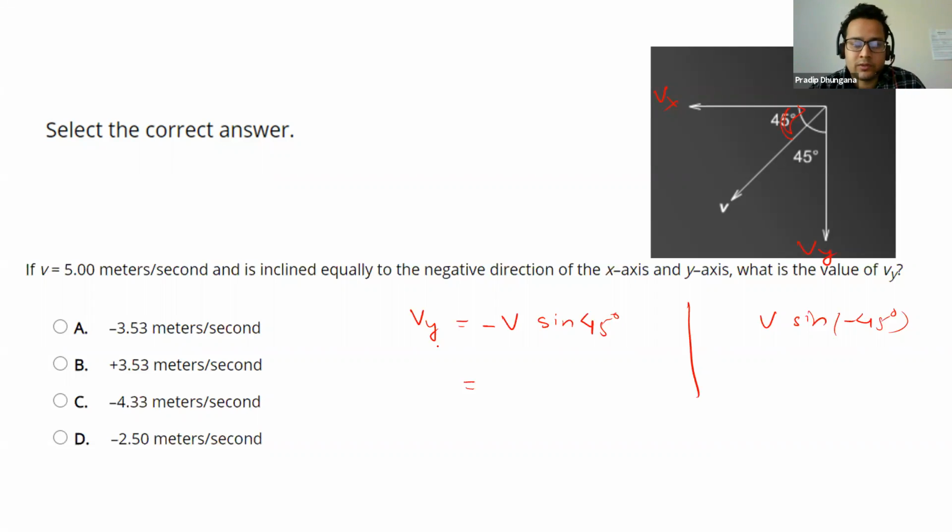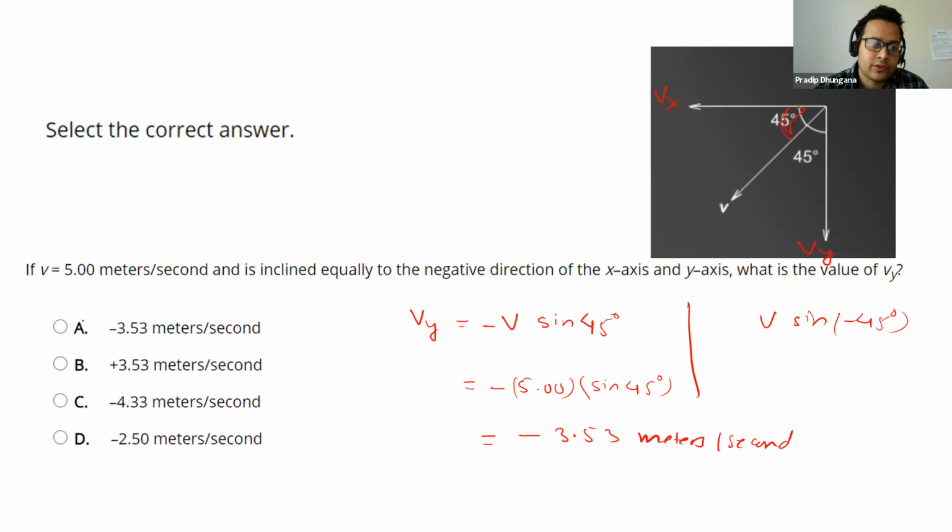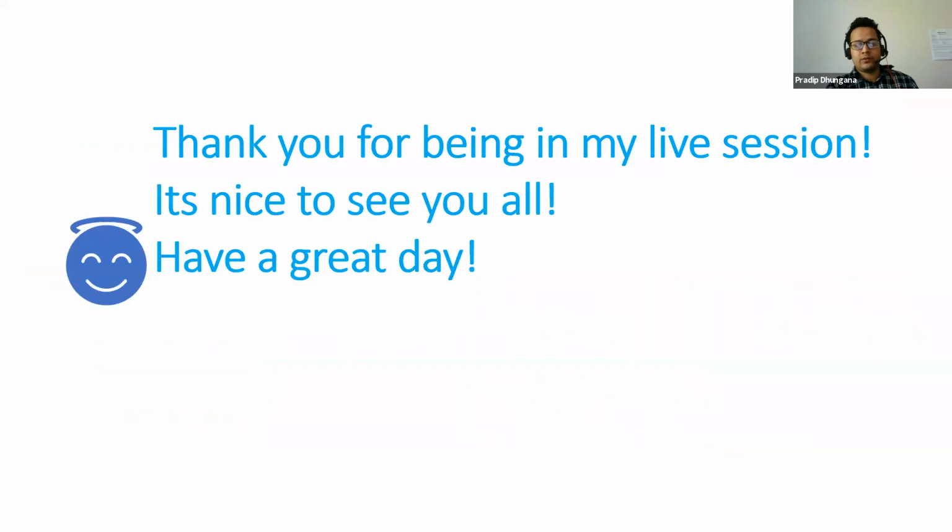Now let's substitute all those values. Negative B is 5.00 sine 45 degrees. And again use Desmos and calculate that value. You will get negative 3.53, and the unit for velocity is meters per second. The correct choice is A. Now let me go to the next slide.